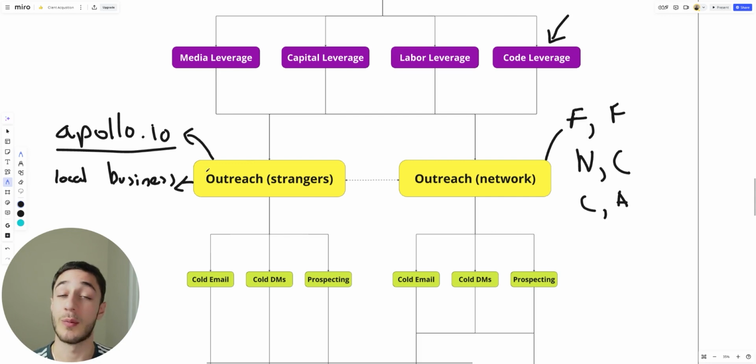And of course, if you have a B2C offer, once again, look at the local scene. Neighbors, people in your gym, people in restaurants, anywhere really. But either way, you now have a way to reach both strangers as well as people in your network.